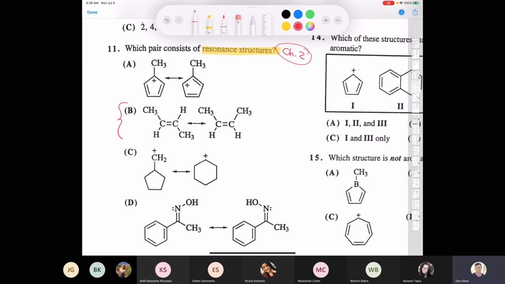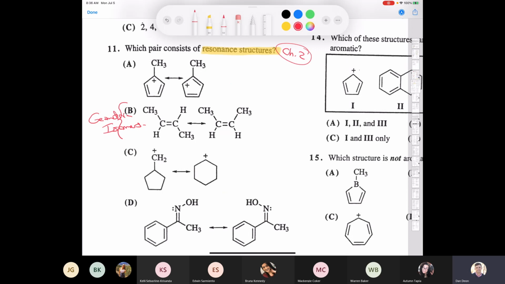Absolutely, they're not, are they? These are geometric isomers. Okay, so these are not resonance structures. If we look at C, these are not resonance structures. You can see that there's no resonance form being drawn here. There's no double bond or anything to draw a resonance.